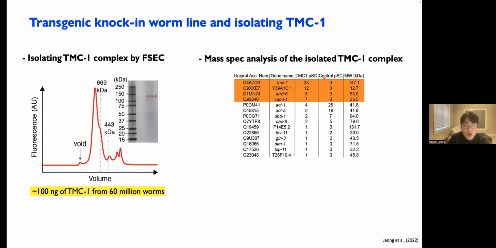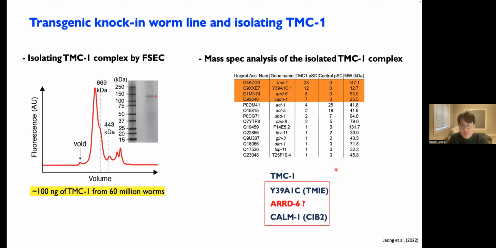So we did mass spec analysis, and it identified TMC1 and 3 other proteins: CALM1, TMIE, and ARRD6. CALM1 is an orthologue of mammalian CIB2, and CIB2 and TMIE are known as binding partners of TMC1. And interestingly, there is an arrestin domain protein which hasn't been described as a binding partner before.